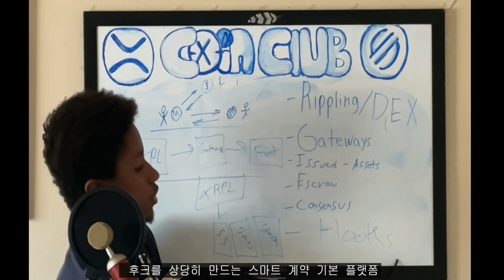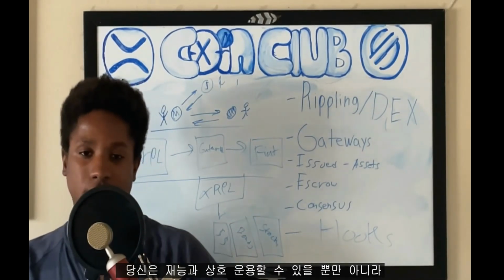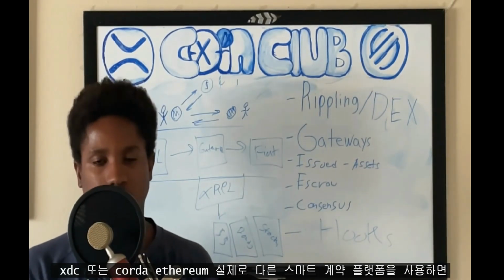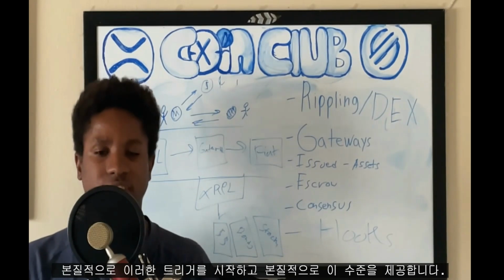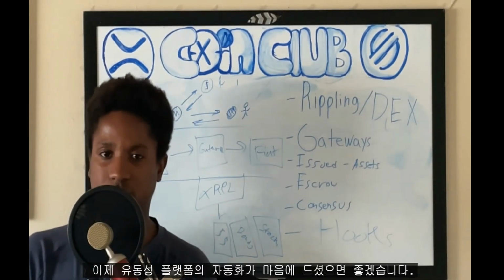That's what makes hooks quite interesting, because not only are you able to interoperate with Flare, XDC or Corda, Ethereum, really any other smart contract platform, it will allow you to set off these triggers and give you this level of automation on a liquidity platform.